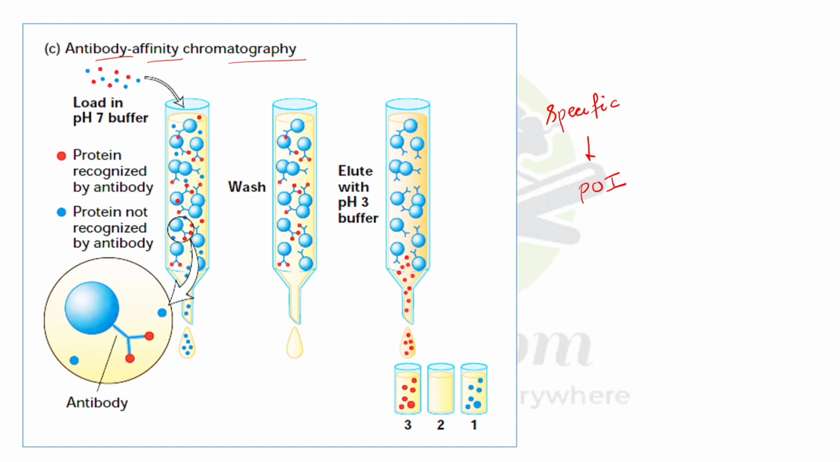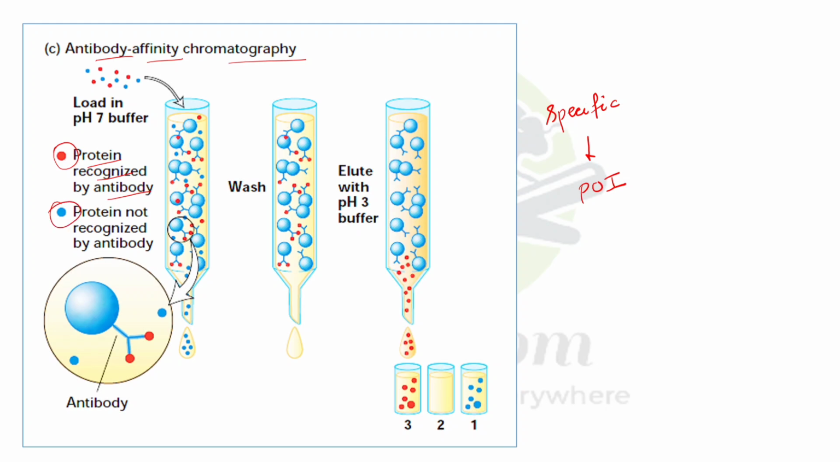So this is the principle. Like in this column you have used antibody as the specific molecule which will bind your protein of interest. So see, in this column you have provided your antibody, so this red protein is to be recognized by this antibody.